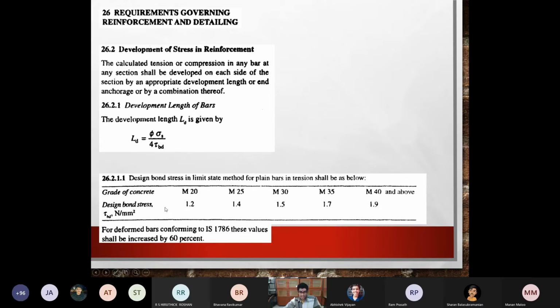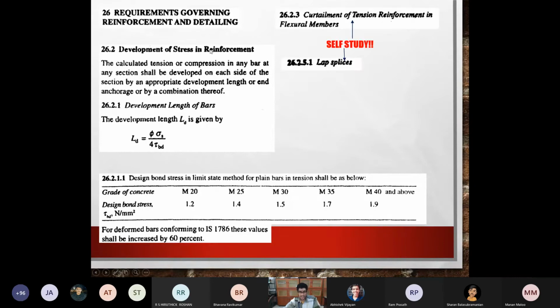So the bond stress, the stress above which the bond breaks, is given by this table for different grades of concrete. So this is tau BD. And sigma s is the stress in the steel, which you have provided. Depending on that, you can decide what development length you should have.